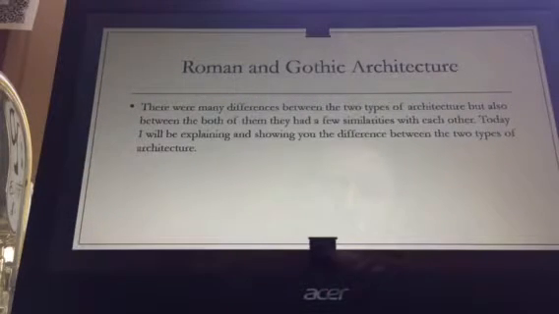Roman and Gothic architecture. There are many differences between the two types of architecture, but they also have a few similarities. But with a lot of similarities comes a lot of differences.